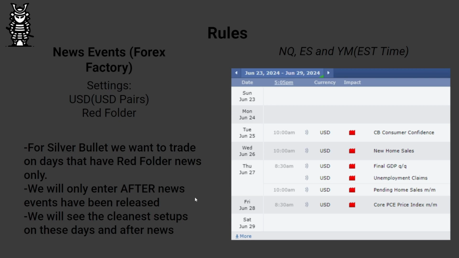And typically we have news releases at 10 and 8:30. What this means is if we're entering after these news events, we're going to get a lot of volatility. We're going to see liquidity swept and we're going to have a clear bias. And we're only going to get the cleanest setups on red folder days. So that's why we want to focus on them. And it's not about more, it's about less and taking good high quality trades.